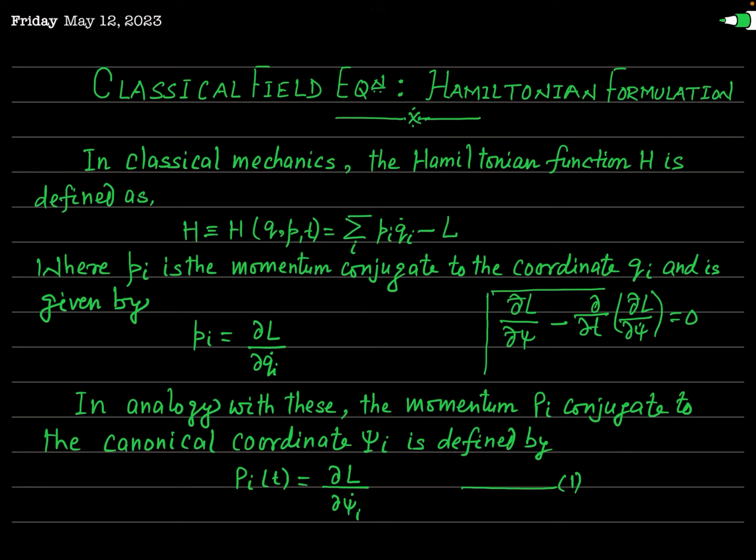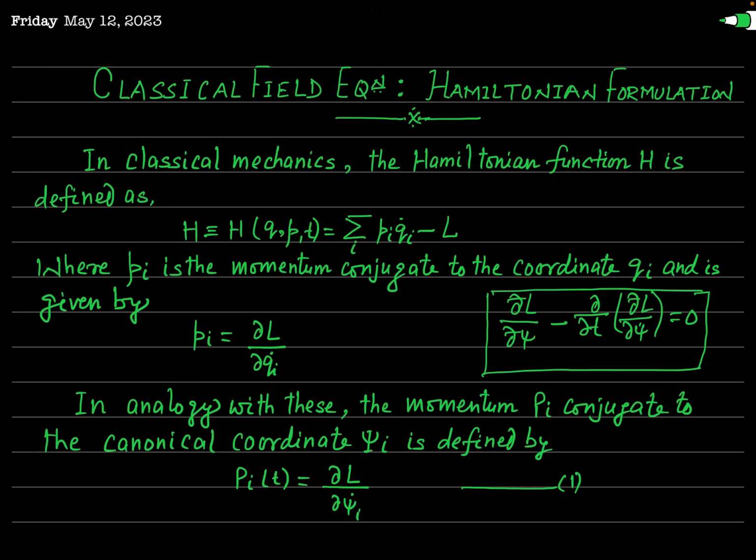This equation is called the classical field equation in terms of the Lagrangian of the system. Here this del cross represents the partial functional derivative. This was the result, and you can see that it is analogous to the Euler-Lagrange equation.